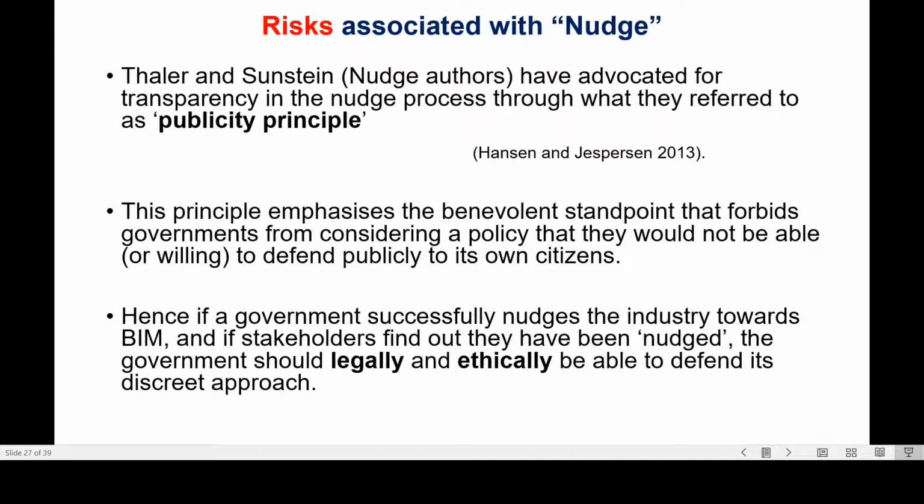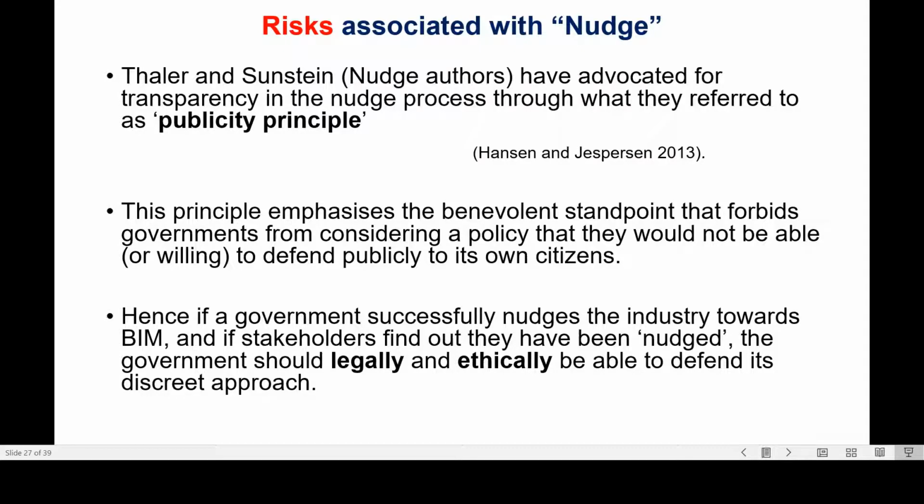Those who developed nudge theory are two professors, Thaler and Sunstein. They advocated for transparency in the nudge process, and they talked about the publicity principle, because they were worried that if it's not transparent, if people are not aware of some of the issues being tackled by that nudge, they might react in a way that is not desirable. This publicity principle emphasizes the benevolent standpoint, which forbids governments from implementing a policy that they will not be able to defend or that is not good for the majority of the people.